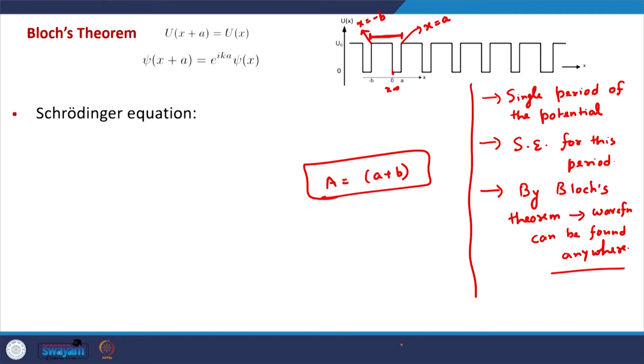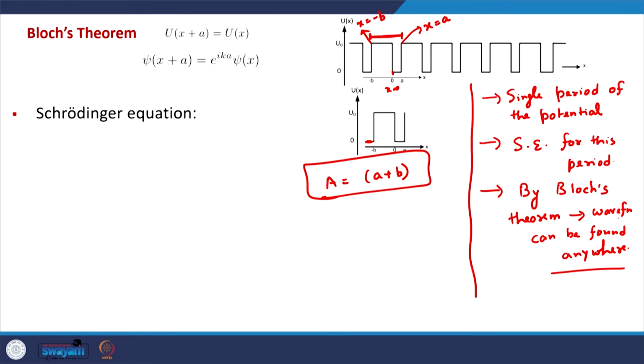So, with this background, we are now ready to solve the Schrodinger equation. The potential in this single unit cell looks like this, minus b to a, and then it repeats itself. And as we have seen, for a periodic potential we just need to solve the wave function for a single period, and later on we can extend this wave function to the entire solid by using Bloch's theorem.